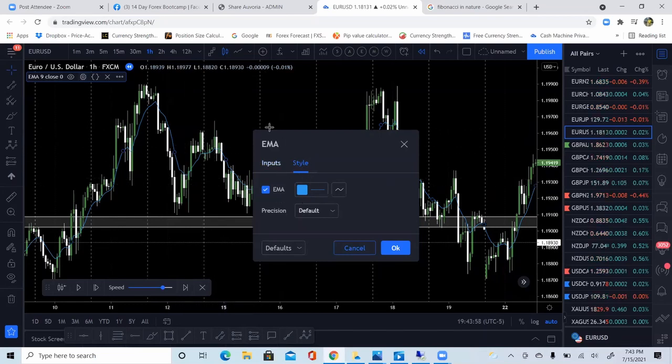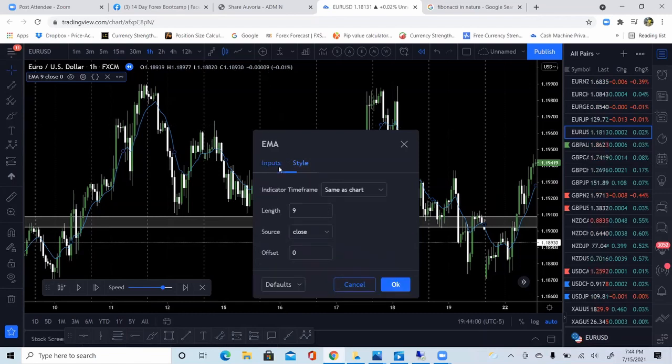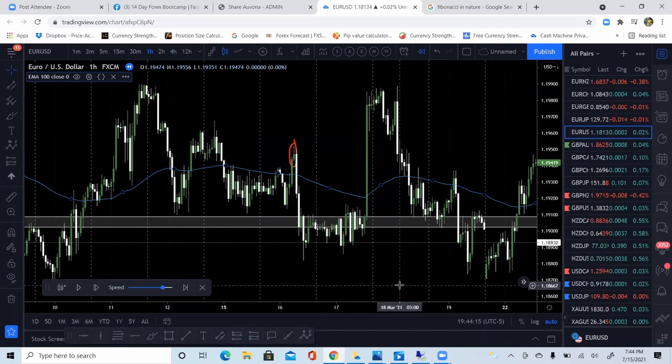So you have your moving average here. Good moving average, and it depends on what numbers you use, but a good EMA for support resistance would be 100. That's a commonly used one right there.